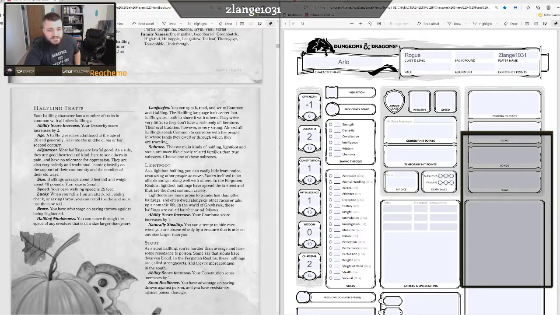Brave. You have advantage on saving throws against being frightened. Comes up a little more often than you think it would. Halfling Nimbleness. You can move through the space of any creature that is of a size larger than yours.